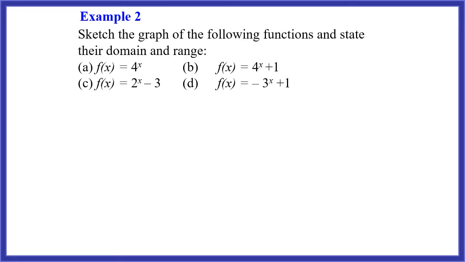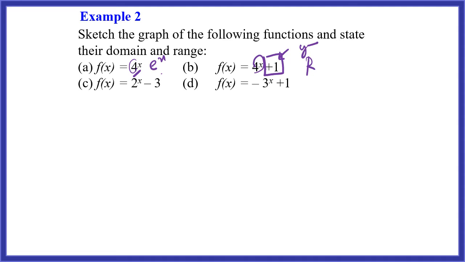Example 2. Sketch the graph of the following functions and state their domain and range. Okay, so first of all, let's analyze this type of function first. We have 4 to the power of x, so it's just like e to the power of x. It's really simple, positive x and positive exponential, positive base. And then for question B, we have 4 to the power of x, which is the same as A, but we have an additional plus 1. So what will change? The y-intercept will change and the range also will be changed. This plus 1 will shift the graph by positive 1. It's going up by 1. Okay, let's see the answer later.